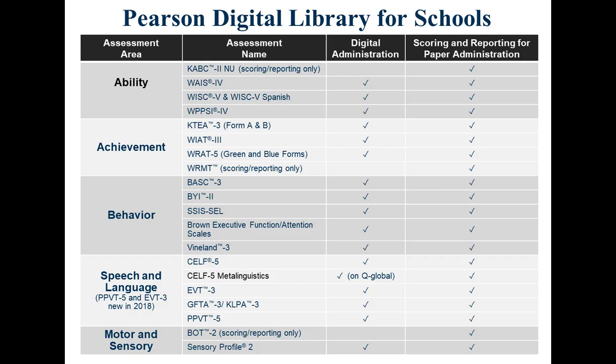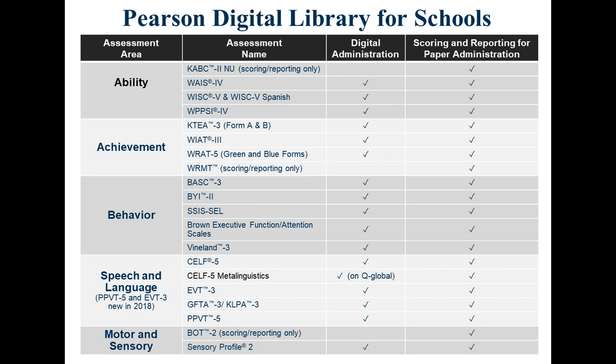So let's take a look at the assessments that are included with the digital assessment library. As you can see on this slide, there's a number of tests that can be used across the special education department. We have assessments that assess cognitive ability, academic achievement, social emotional learning, behavior, speech and language skills, motor and sensory skills. Some of the newer measures on this list include, you'll see, the KBC normative update, the SSIS social emotional learning edition, the RAP-5, the Brown executive functioning and attention scales, the PPVT-5 and EVT-3.